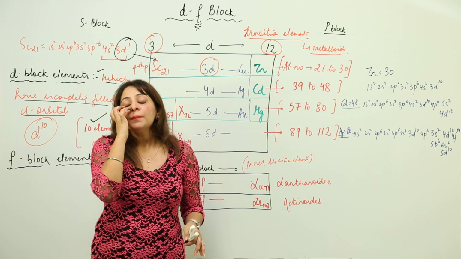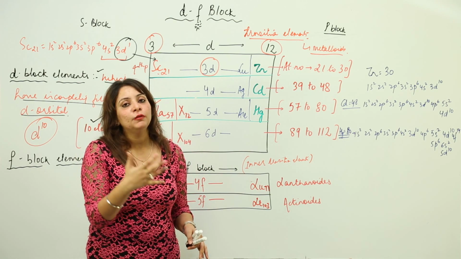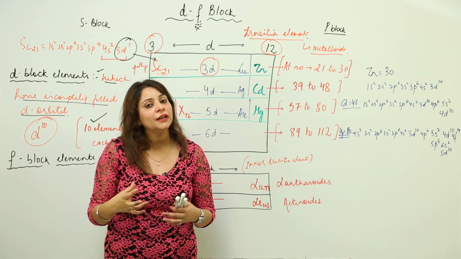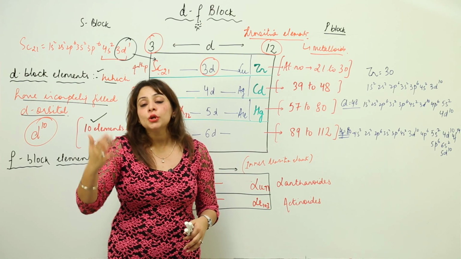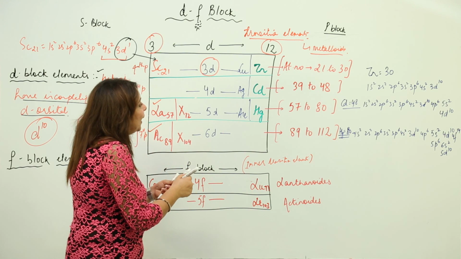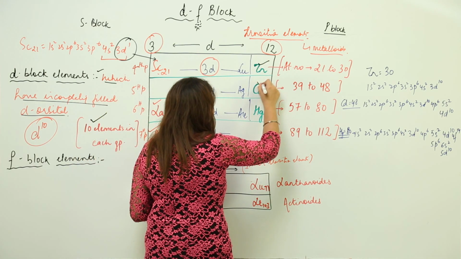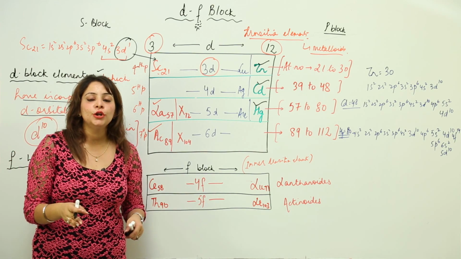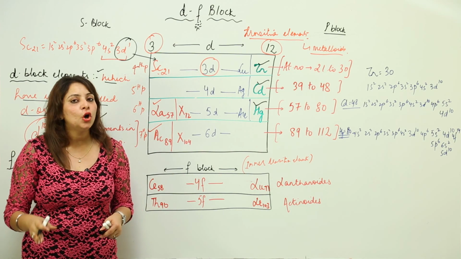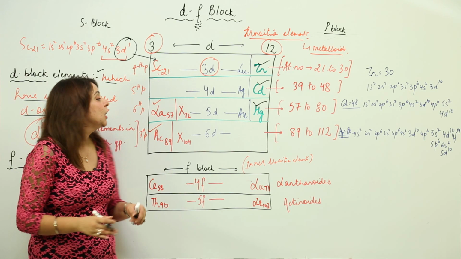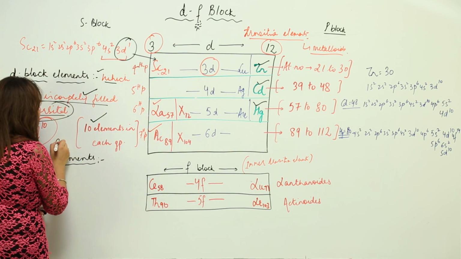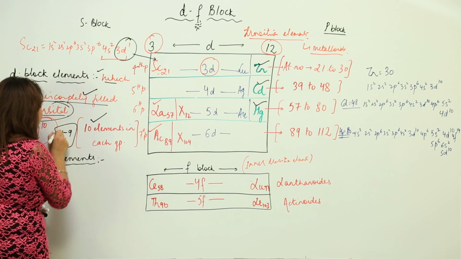So when the modern periodic table was made, there were a few elements which were showing exceptional behavior. Likewise, in this case we have zinc, cadmium, mercury being a part of transition elements. As I told you, the transition elements, that is the d block elements, are strictly those elements which have incompletely filled d orbital. That means they should have 1 to 9 electrons in them.